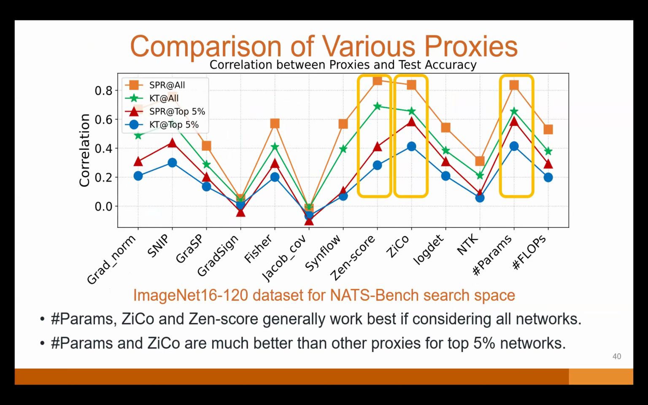And this one here, again, for number of parameters, Zico and Zen score perform the best. If you look for the top 5%, these ones are probably the best. So you see again, similar conclusions. The number of parameters and Zico also perform much better than other proxies for 5%.